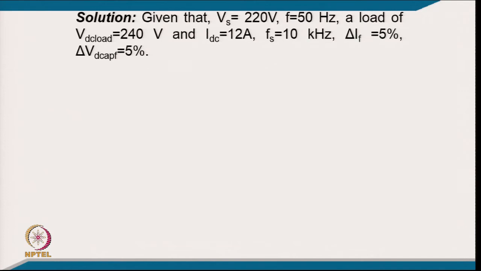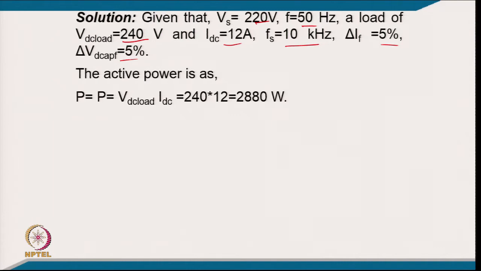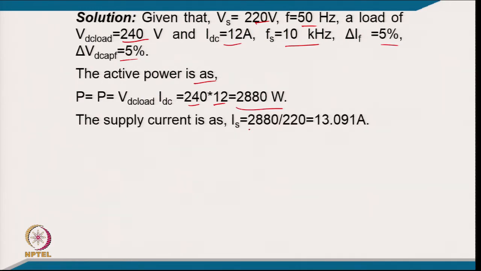So, coming to the numerical part with the solution: the supply voltage is 220 volt, 50 hertz, and the load has a DC link voltage of 240 volt and a DC link current of 12 ampere, with a switching frequency of 10 kilohertz, 5 ampere ripple current, and 5% deviation in the DC link voltage during the dynamics. So, coming to the active power drawn by the load, the DC voltage of the battery multiplied by the current, in the load it comes to 2880 watt, and the supply current will be this power divided by 220 volt.